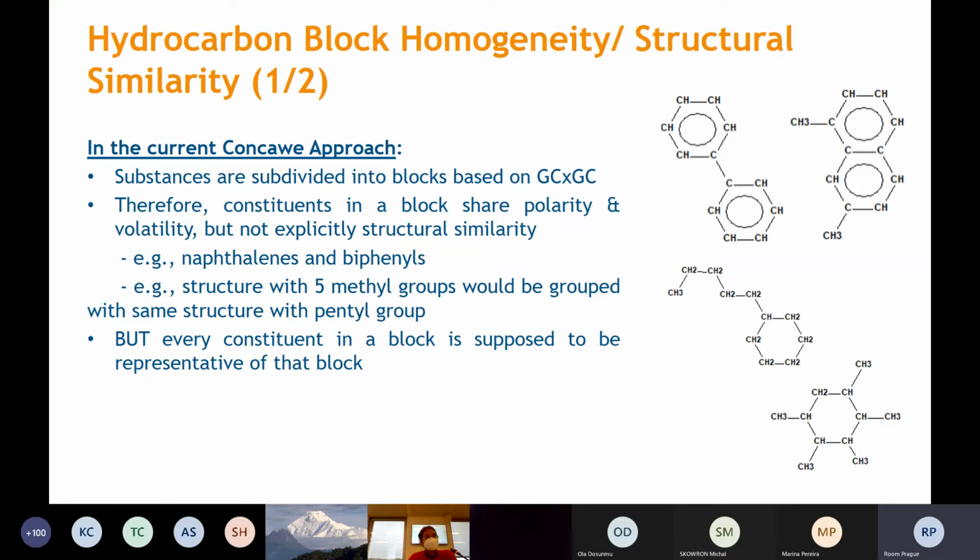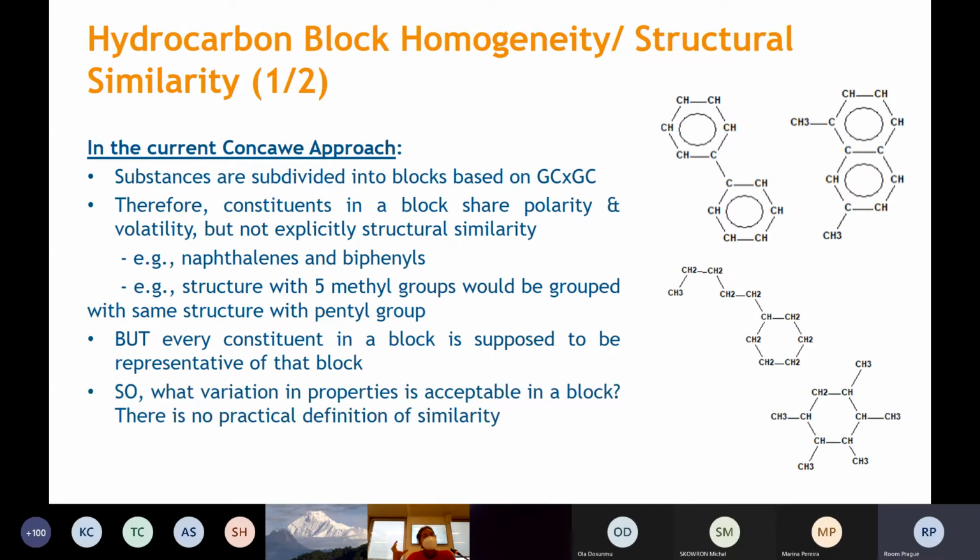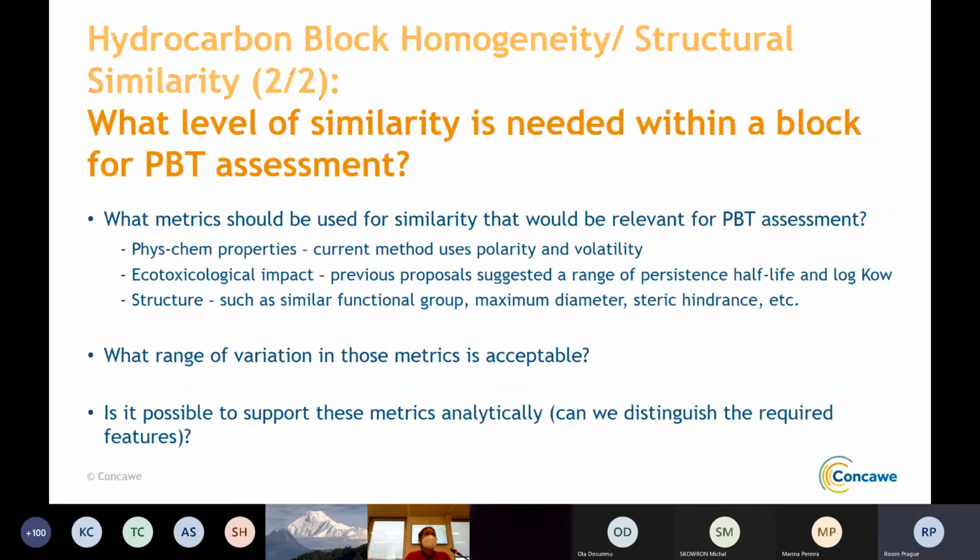However, every constituent in a block is supposed to be representative of that block. So with that in mind, and with the idea that we're using this for PBT assessment, what variation in properties is acceptable in a block? We don't really have a practical definition for similarity for our substances.